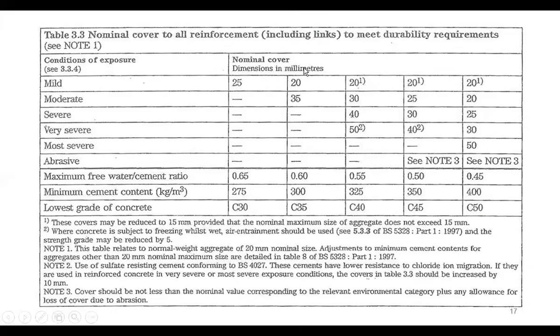If you have, let's say, a severe exposure and you have a concrete strength of 45 megapascal, you will go to severe exposure with 45, and you will find that the cover is 30 millimeter. So based on the exposure and the concrete strength you are using, you will be able to get the minimum cover according to table 3.3. It is called durability because the cover helps to protect the steel against corrosion problems.